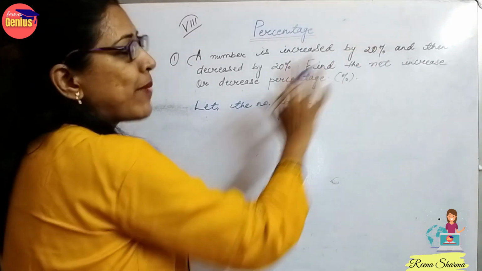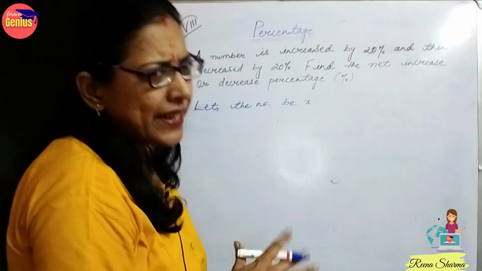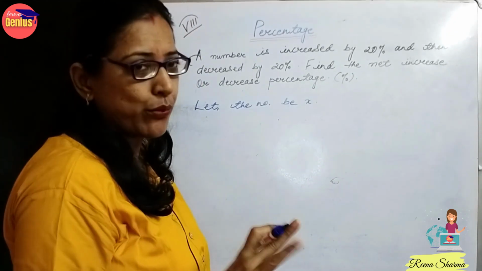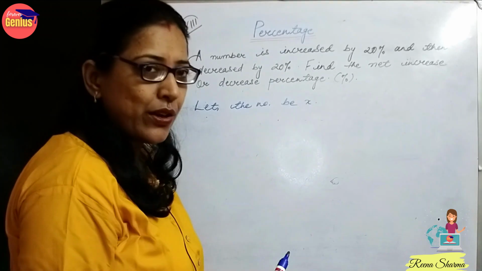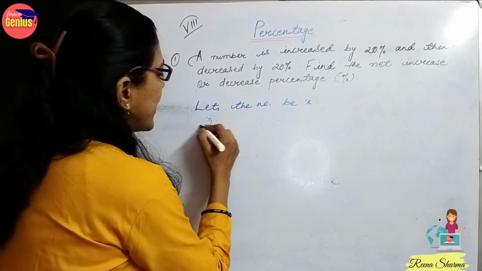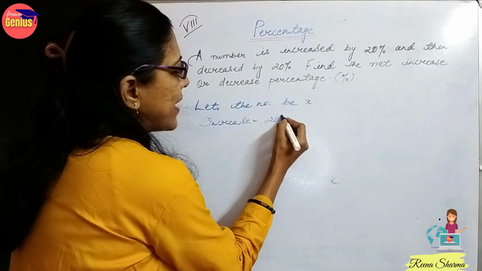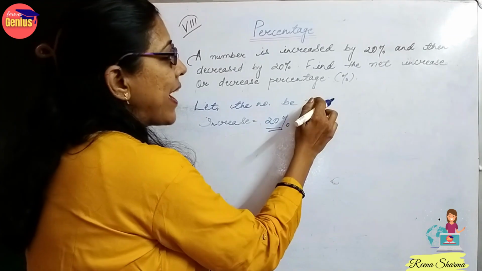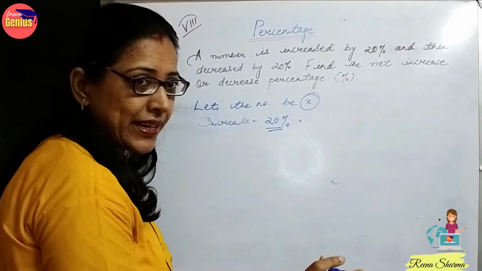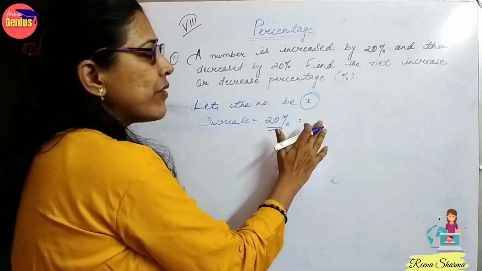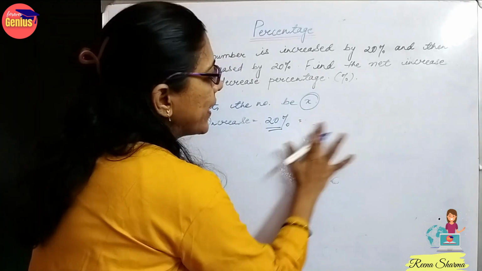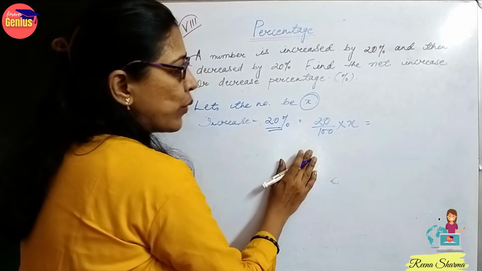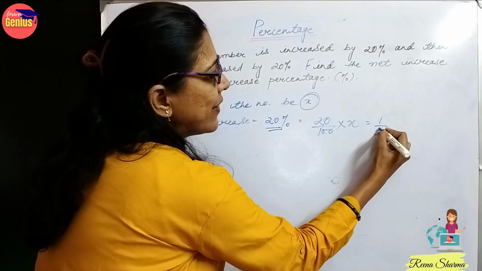If I am increasing it by 20%, percentage is always calculated on 100. If I increase 100 by 20%, the increase will be 20 only. So the increase is equal to 20% of what? 20% of x, the number given in the starting. We don't know the value, so we are considering it as x. 20 by 100 into x is equal to 1 by 5 x.